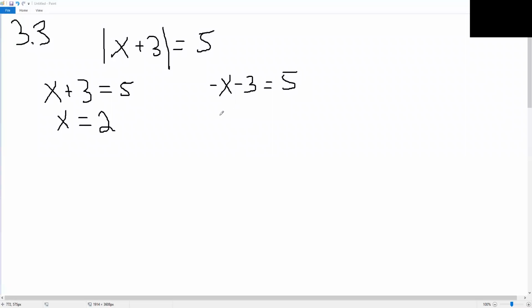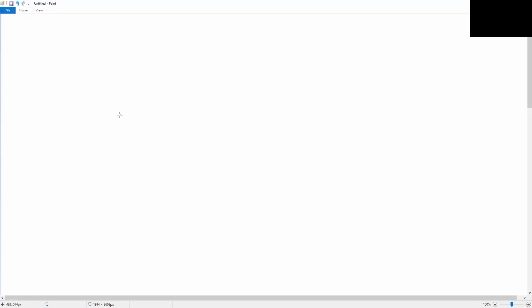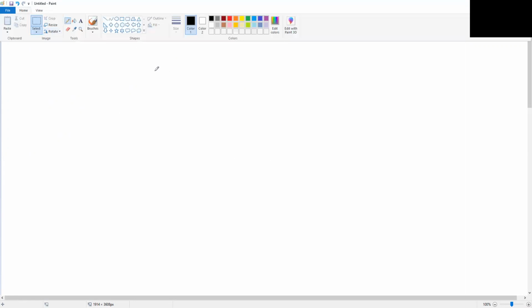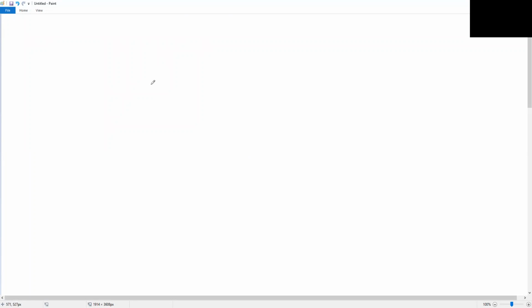And this one would be negative x equals 8. And then, of course, if it's negative, it's x equals negative 8. So that's how you solve an absolute value equation. Now, we're going to do this with polynomials using the same method. And let me just give you an example of that.